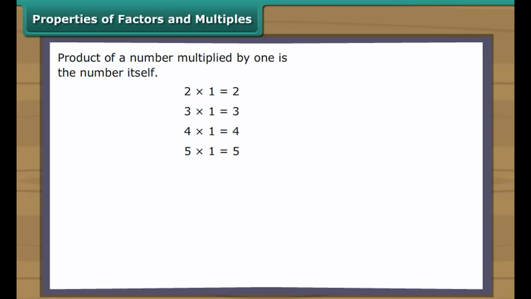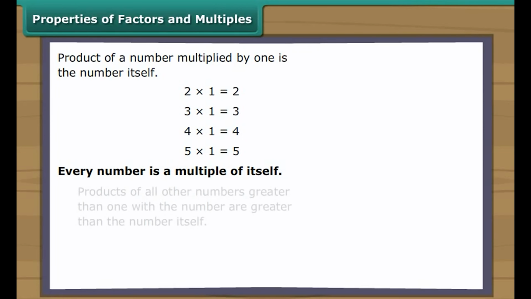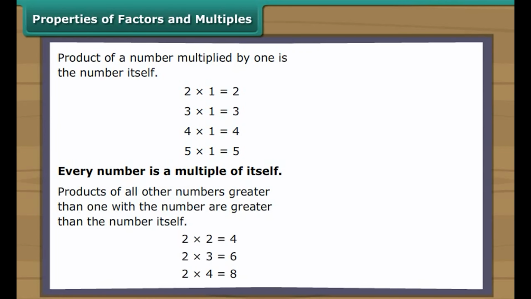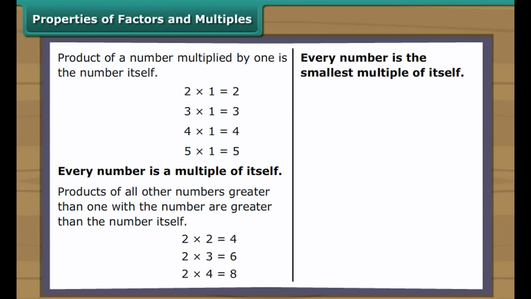For example, 2 into 1 is equal to 2, 3 into 1 is equal to 3, 4 into 1 is equal to 4, 5 into 1 is equal to 5. Therefore, every number is a multiple of itself. Products of all other numbers greater than 1 with the number are greater than the number itself. For example, 2 into 2 is equal to 4, 2 into 3 is equal to 6, 2 into 4 is equal to 8. Therefore, every number is the smallest multiple of itself.